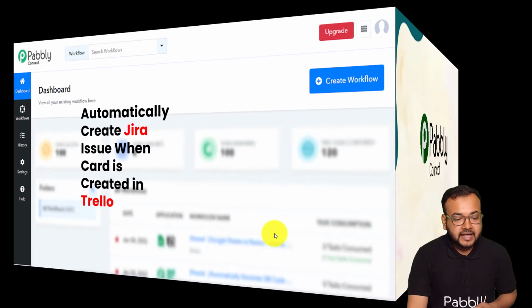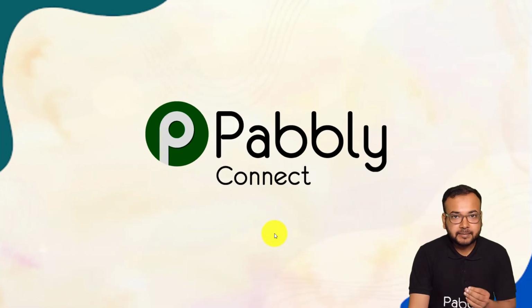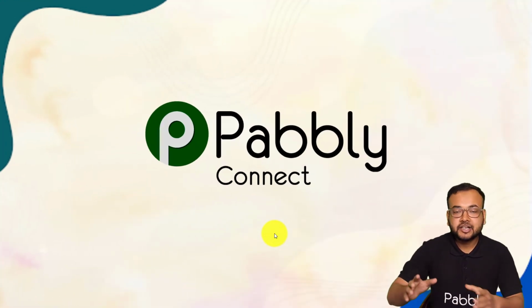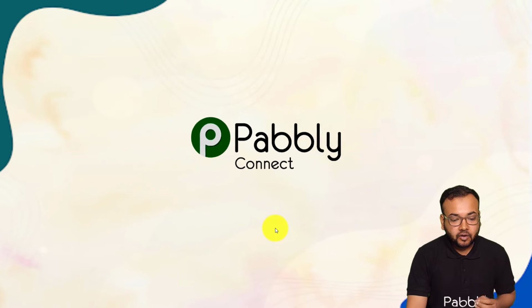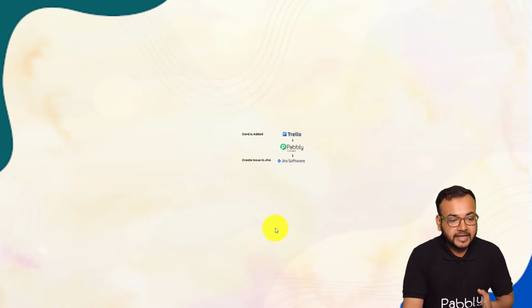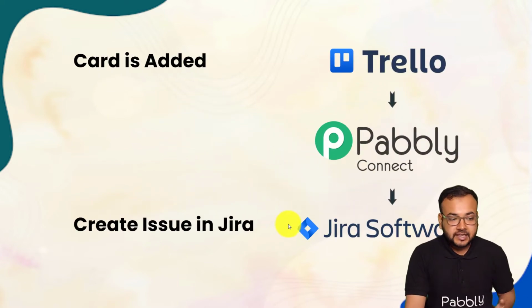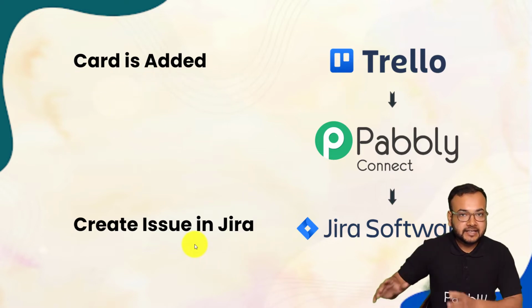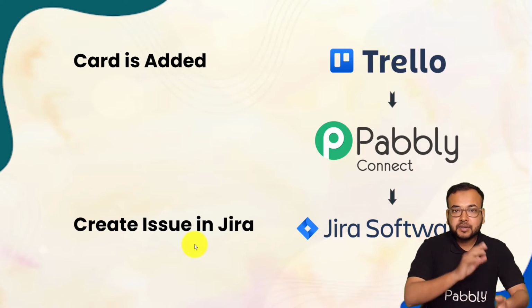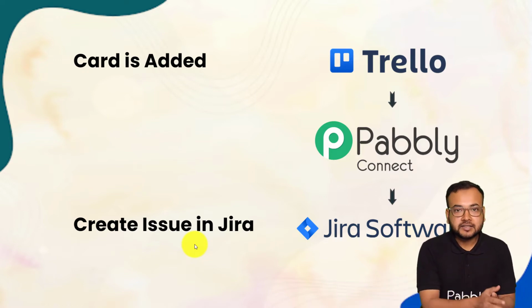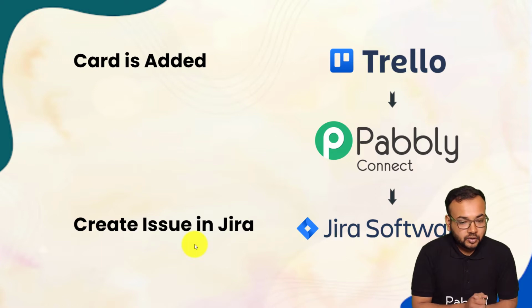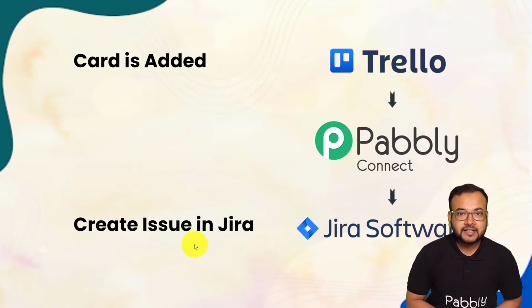To make this happen, we are using the Pabbly Connect application, which is an automation and integration tool. The flow of this automation is going to look like this. As and when you add a card in Trello, a Jira issue will be created automatically in the Jira application and a specific person will be assigned to that task, or issue. So let us set up this automation together.